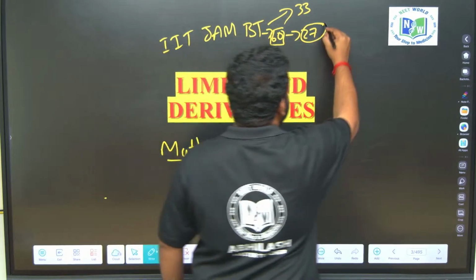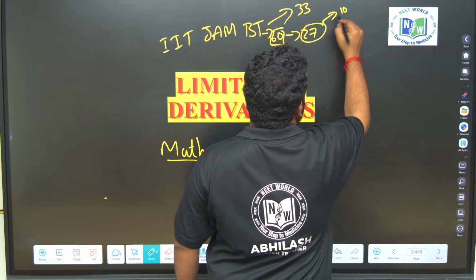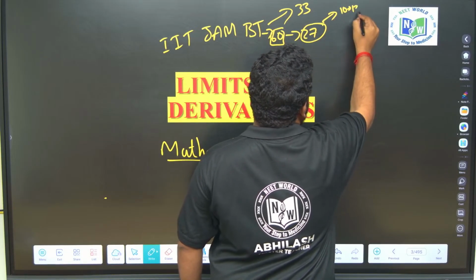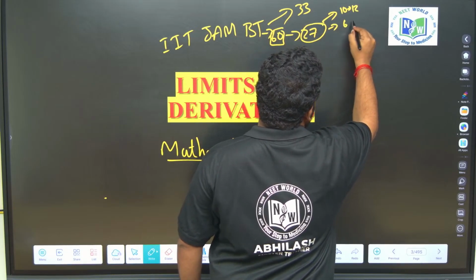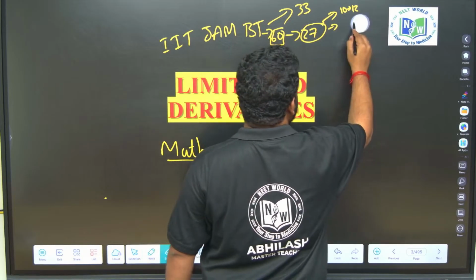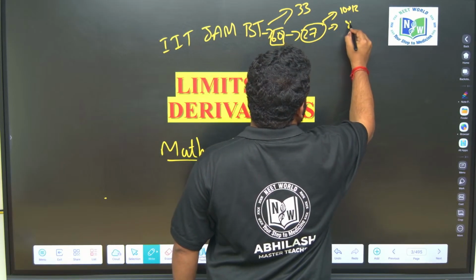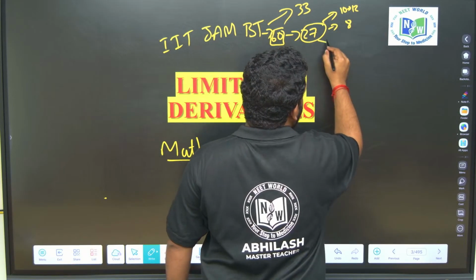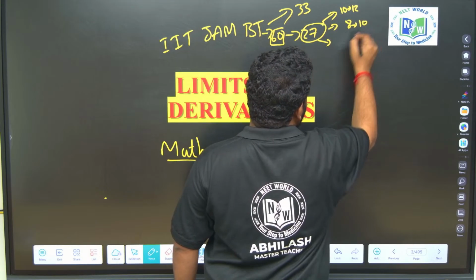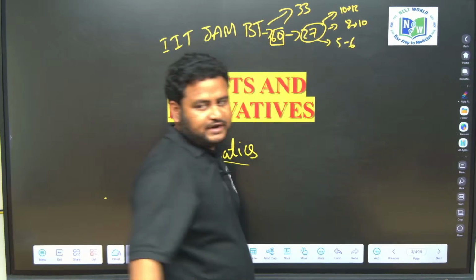On an average from chemistry you can expect at least 10 to 12 questions. Mathematics, 6 to 8 questions, or on an average 8 questions, 8 to 10 questions, it may vary. And when it comes to physics, 5 to 6 questions.